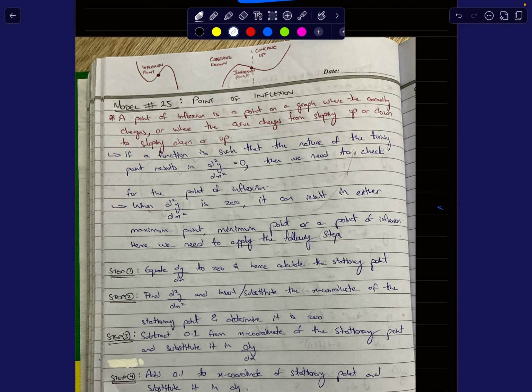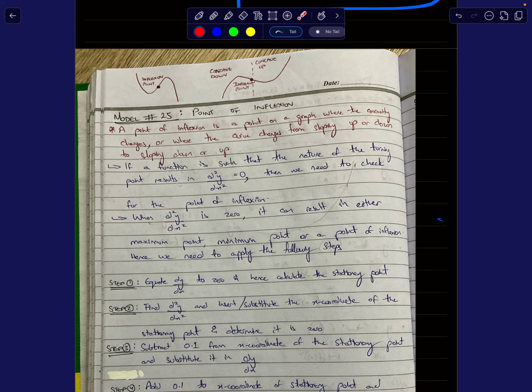Alright, so starting off with point of inflection. First of all, what is a point of inflection? If I represent it, it will be something like this. Or in this case, this would be the point of inflection. But if I were to define it, I would say it's the point at which the curve changes from sloping up to sloping down, or from sloping down to sloping up.